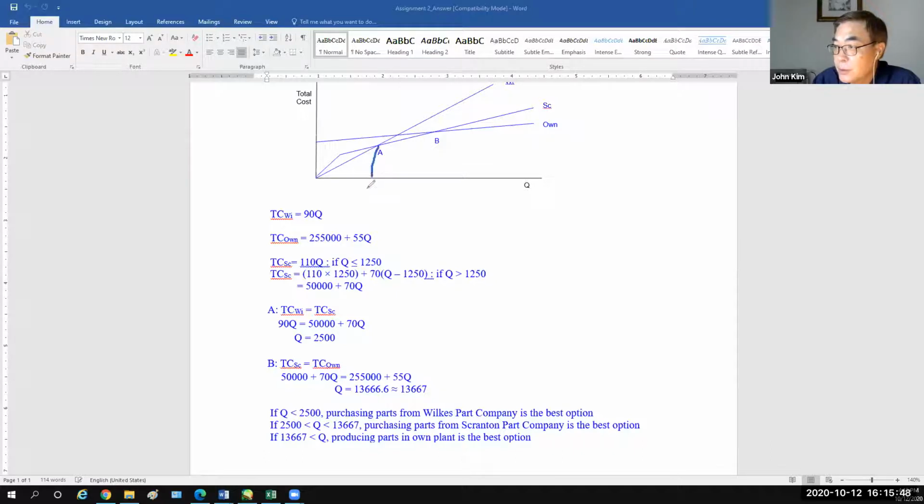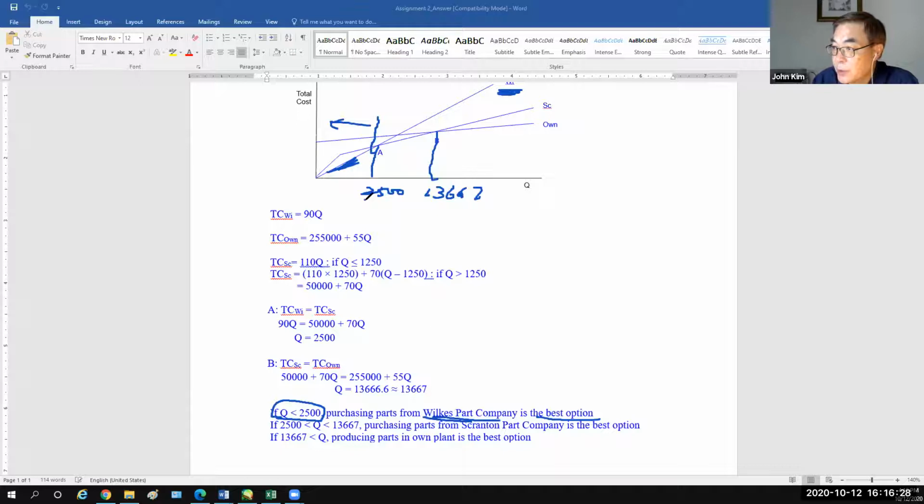This point is 2,500. This point is 13,667. So if Q is less than 2,500, in this range, among them, this one is the lowest. So that is the weak part. So purchasing parts from the weak part company is the best option because this one is lowest.